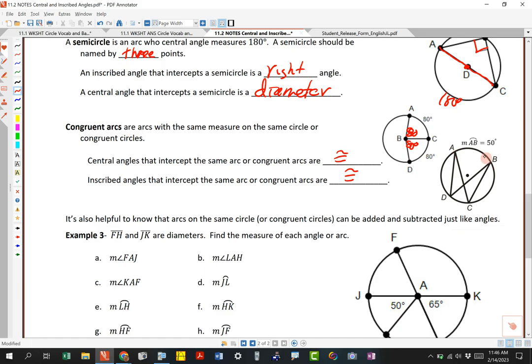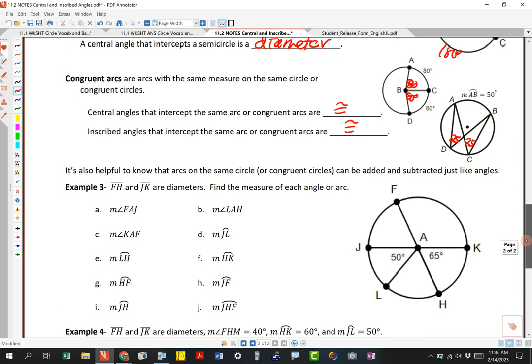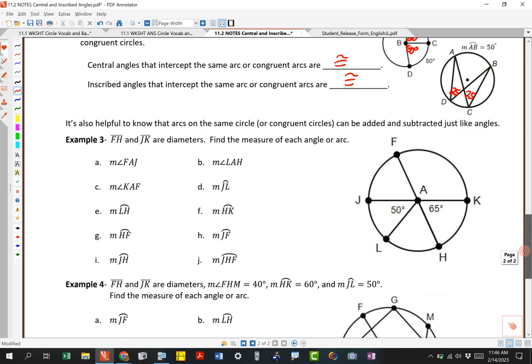Yes, that makes sense. If this arc is 50 and I've got an angle over here that intercepts that 50 degree arc, that's got to be half, that's got to be 25. And this angle over here, whose vertex is at D, is also an inscribed angle, but it intercepts the exact same arc, so that's got to be half of that, 25 also. So if they intercept the same arc or congruent arcs, then they've got to be congruent. All right, everybody good there? Whole bunch of funky information.